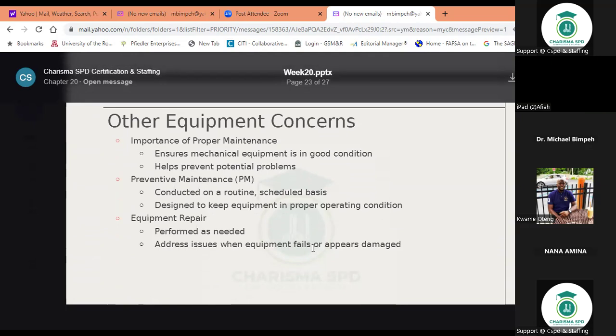Other equipment concerns: importance of proper maintenance. Yes, when you have equipment, you need to maintain it. Ensure mechanical equipment is in good condition. You want to make sure that it is actually working well. It helps prevent potential problems. Yes, PM helps to prevent. PM is something I can classify as proactive, not reactive.